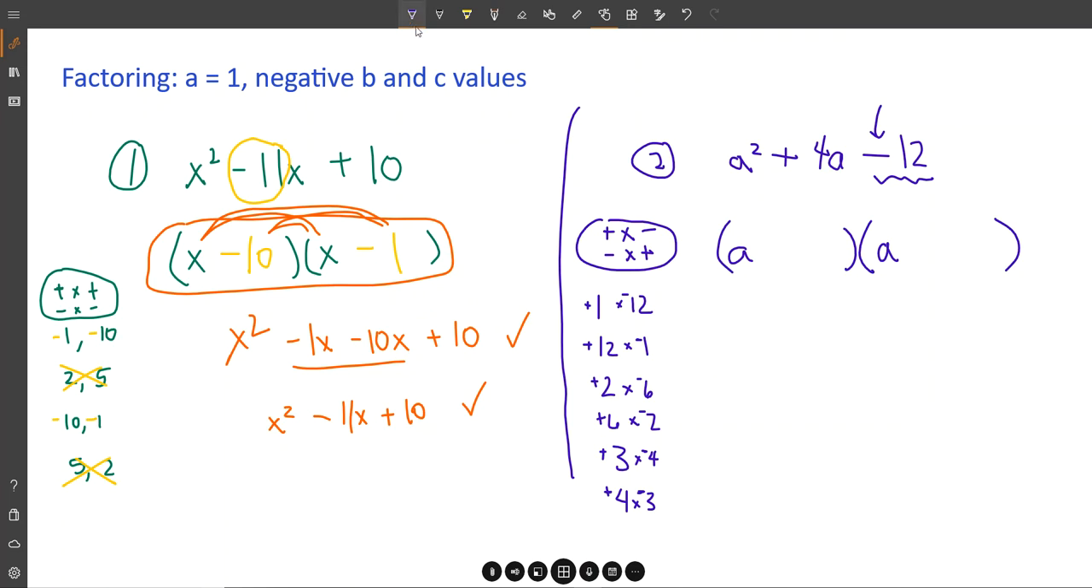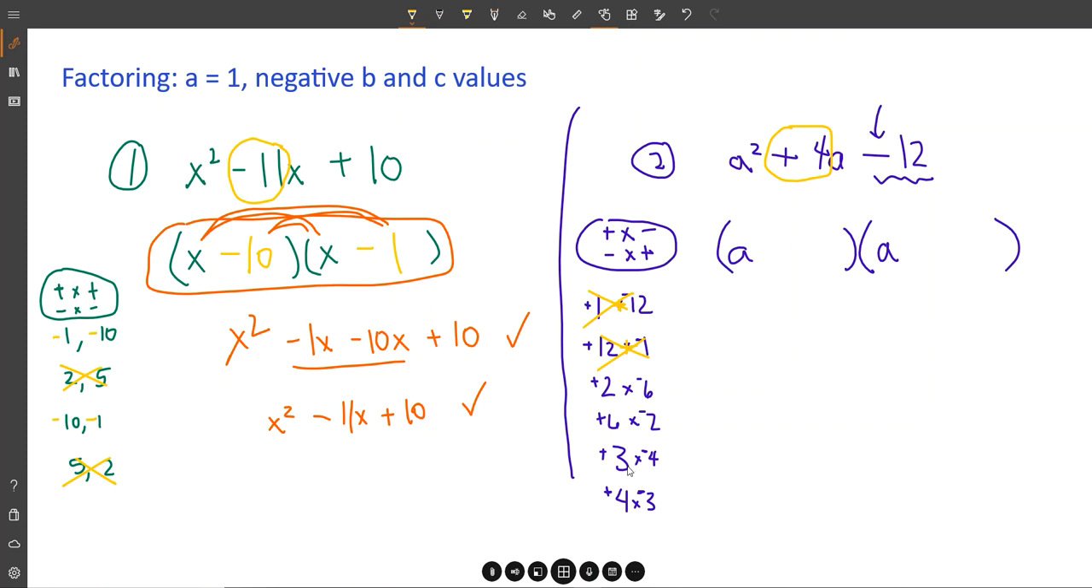Now I'm ready to look at the B term. Okay, B is a positive 4. So when I add my two numbers together, remember we're adding now, if I add my two numbers together, I'll put a little addition sign, I need to get a positive 4. So this first one's not going to do it. That'll give me a negative 11. And this one will give me a positive 11 if I add positive 12 and negative 1. So that's not going to do it.